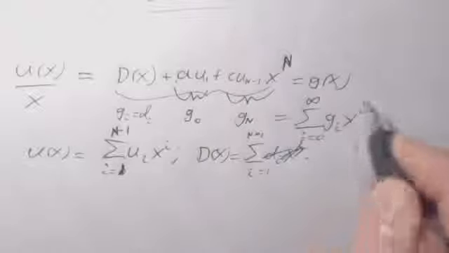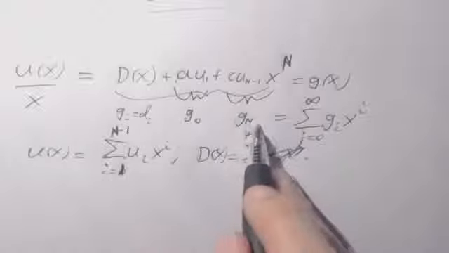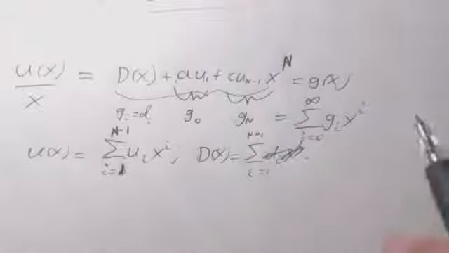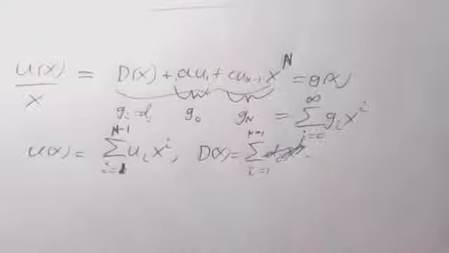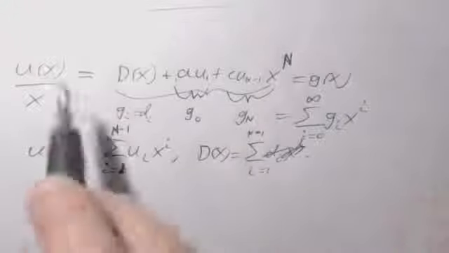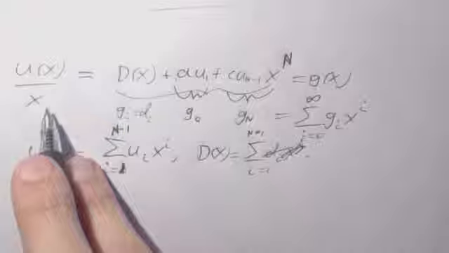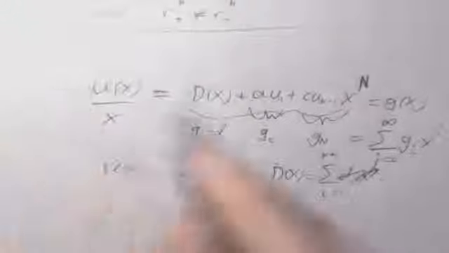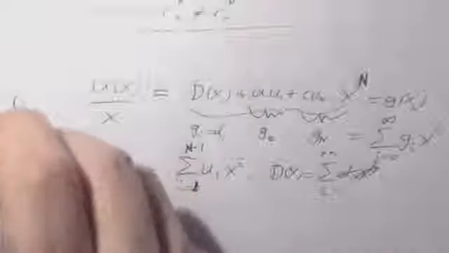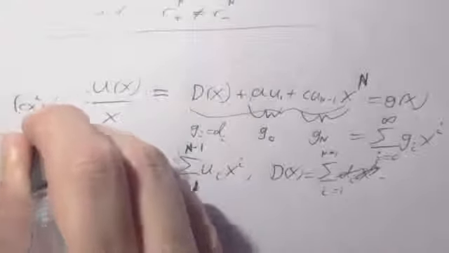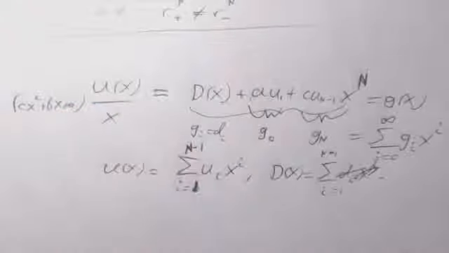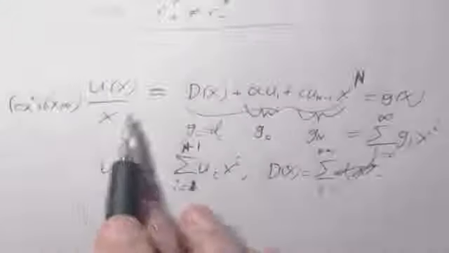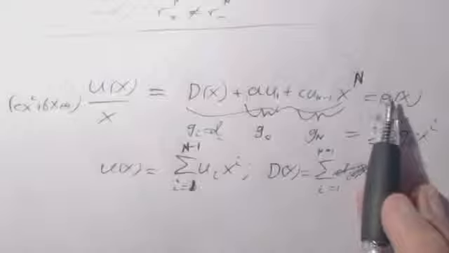But I'm just going to write it in this form here, and obviously for n bigger than big N, then g_n is going to be 0, but I've just written it in this form for convenience later on. I've missed something out here. We had our quadratic as well, so we had cx squared plus bx plus a was a factor, so we had this quadratic times u(x) over x equals this thing on the right.